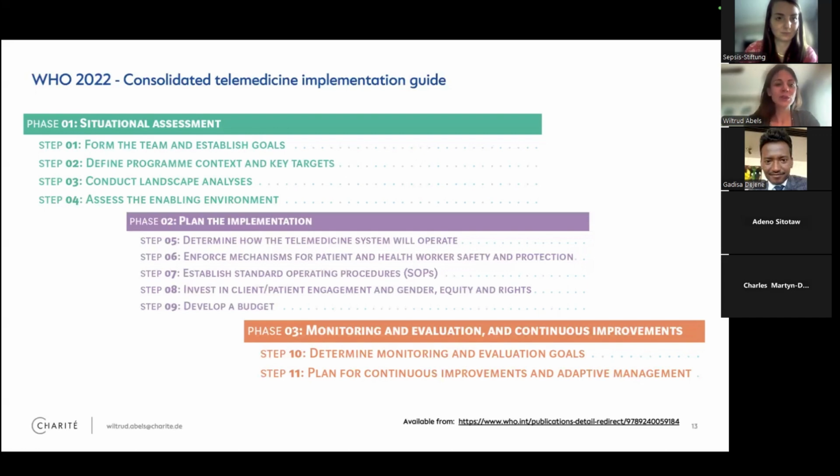You should, according to this guide, conduct a landscape analysis, see what's the enabling environment. Is there, for example, as we have found it in the African countries that we work in, a political will and an agenda to introduce telemedicine into general healthcare? So are there maybe stakeholders on the political side of things that can help us to push this forward? Once we have done the situational assessments, we then move into planning the actual implementation.